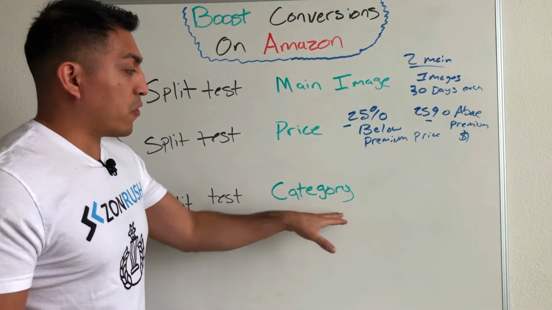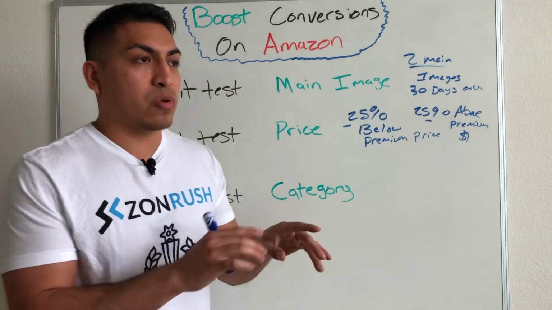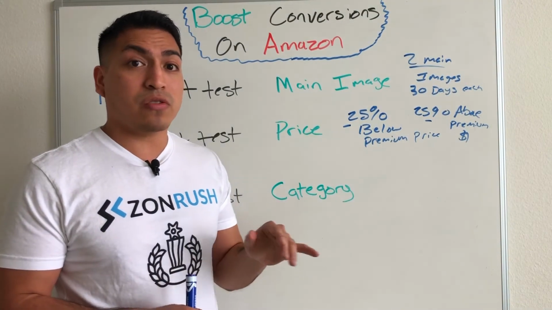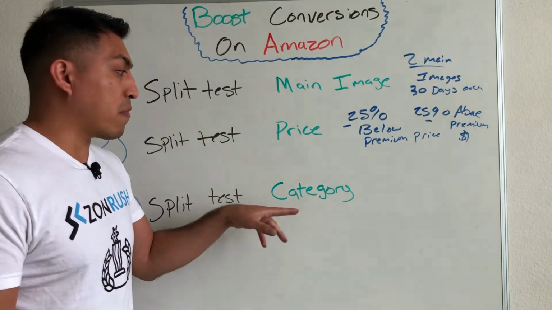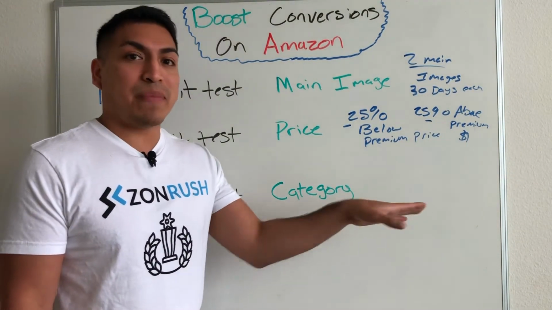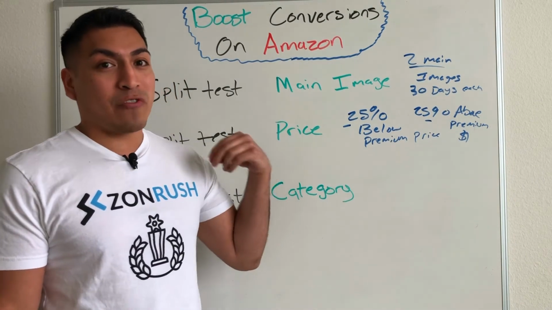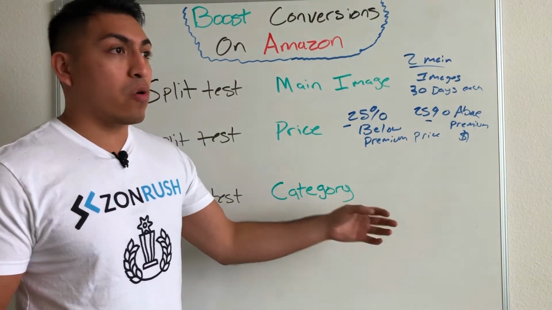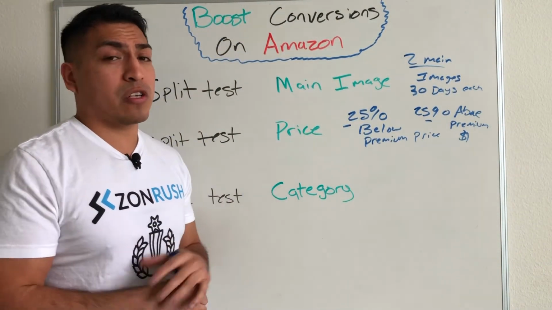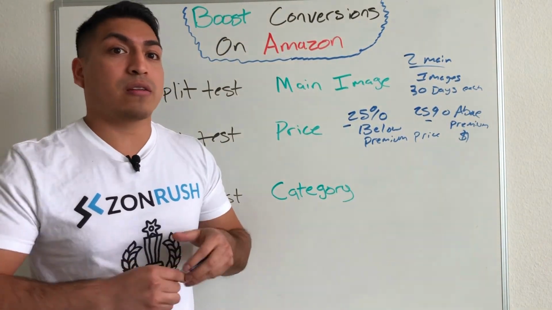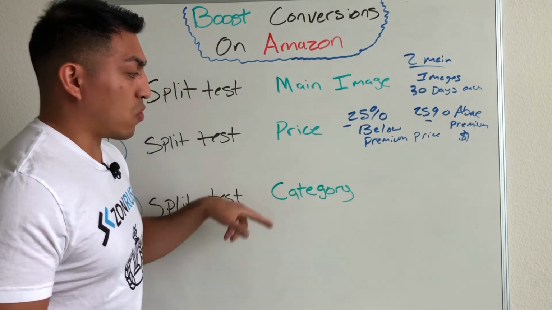So if you can split test your category, just do a category search in Seller Central. It's worth split testing to see if you'll make more sales in a less competitive category. So you can essentially dominate a category. And if you're dominating a less competitive category, you'll move up much higher on the search terms, even for extremely competitive keywords, okay? So that's one of the things you're going to want to split test as well, category.